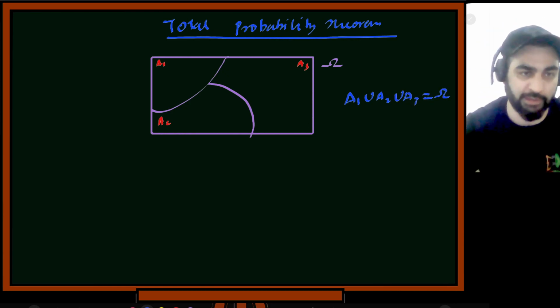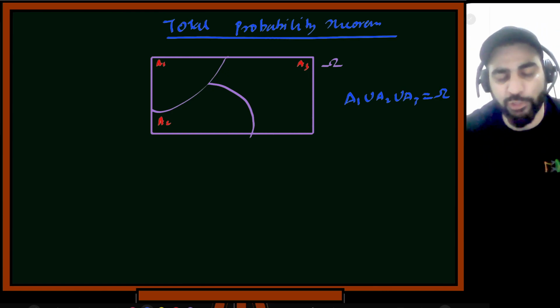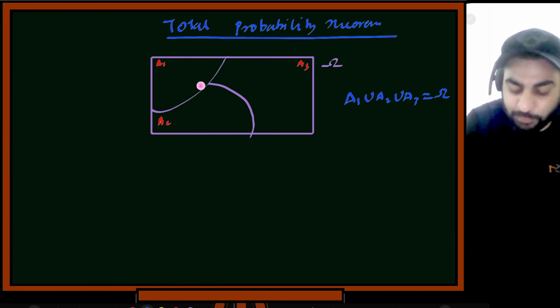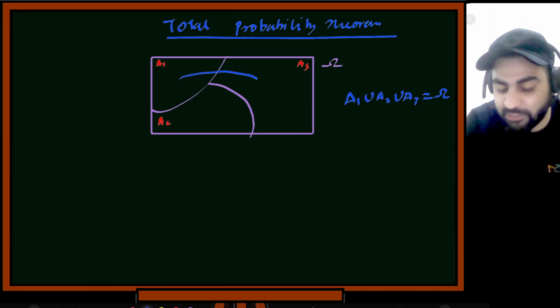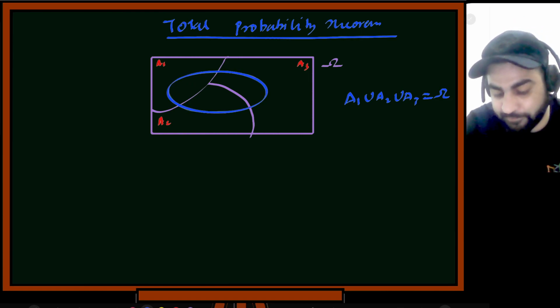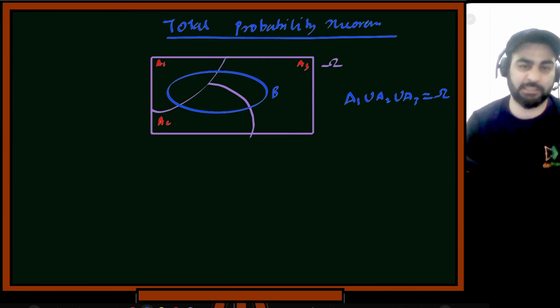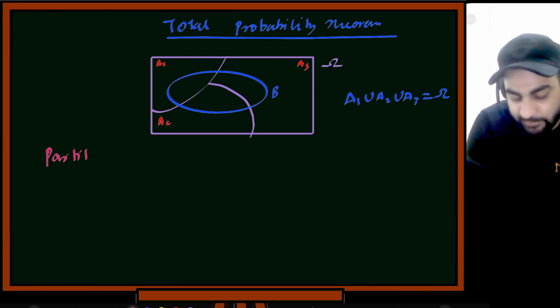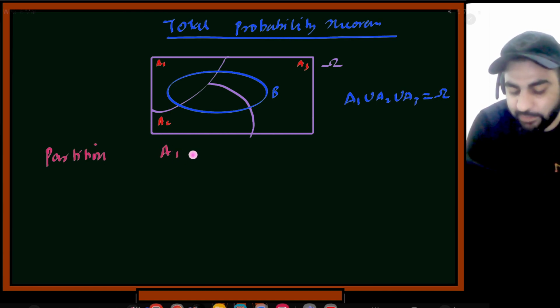They are exhaustive events. Exhaustive events means when we take the union of these, they make the whole sample space. Now let's suppose we have another event B, which spreads over these events. Then it can look something like this. Now we have the partition, and our partition here is A1, A2 and A3.